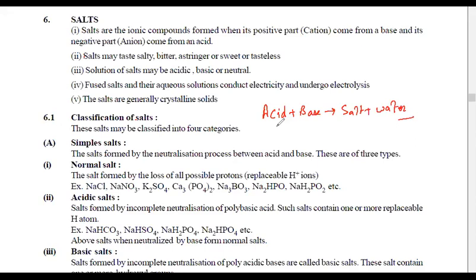Now, think about it. If acid and base can give salt and water, what about the reversible reaction? Tell me, what about the reversible reaction? So the reversible reaction should also give something like this. It means when we take a salt and react it with water, H2O, should it give acid plus base?